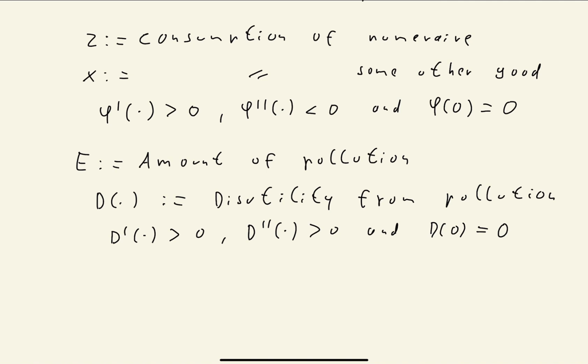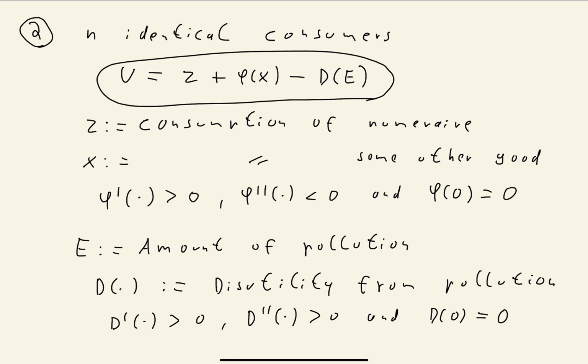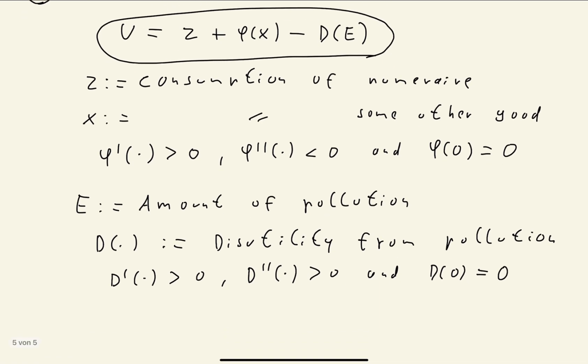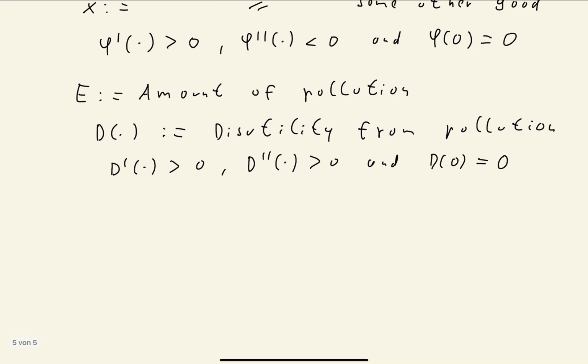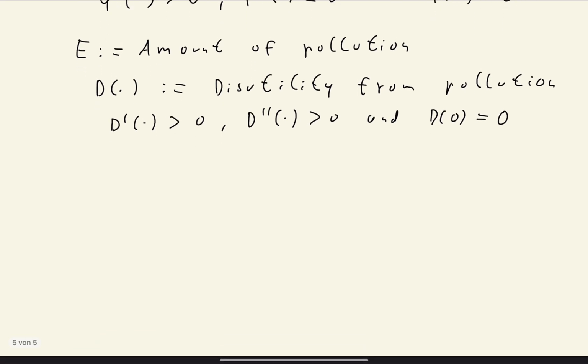Okay, and this summarizes everything with respect to the preferences of the n identical consumers. So they have this quasi-linear utility function here, which can describe situations where you have some numeraire good. It could be money, for instance, or anything else, and you have utility from some other good, and there is pollution in this model. So we have some further assumptions.